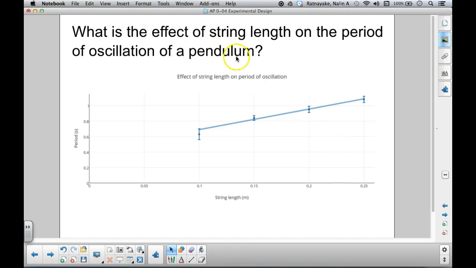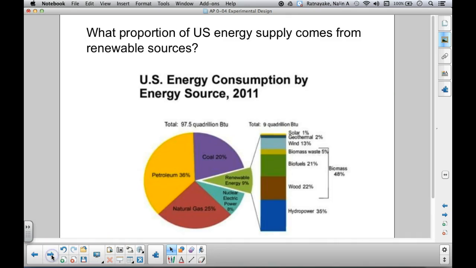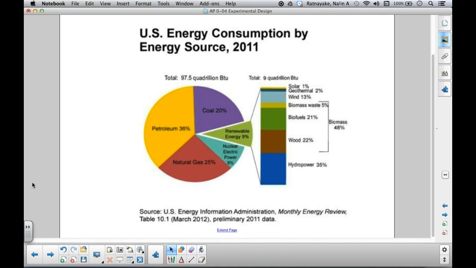Because of the way that I've phrased the testable question, and because of the type of experiment that I'm doing, this type of experiment lends itself to a scatter plot to best show our data. Let's take a look at my second testable question that was an example. What proportion of U.S. energy supply comes from renewable sources?